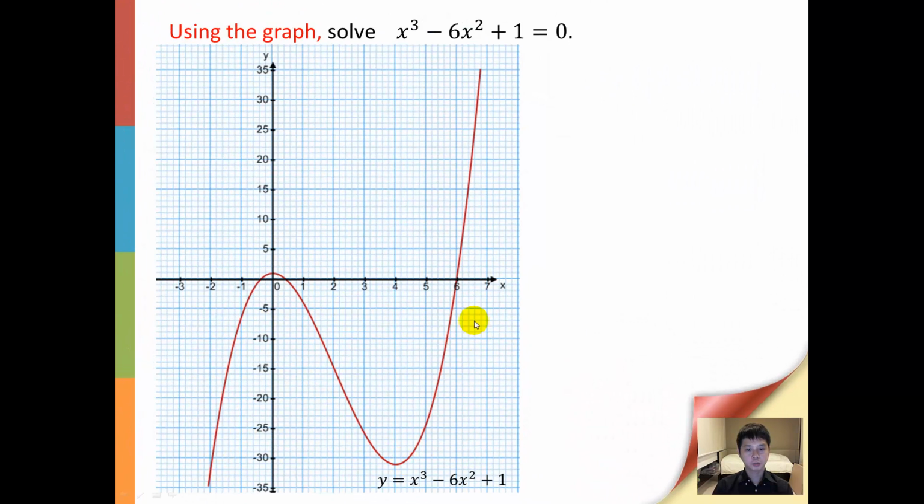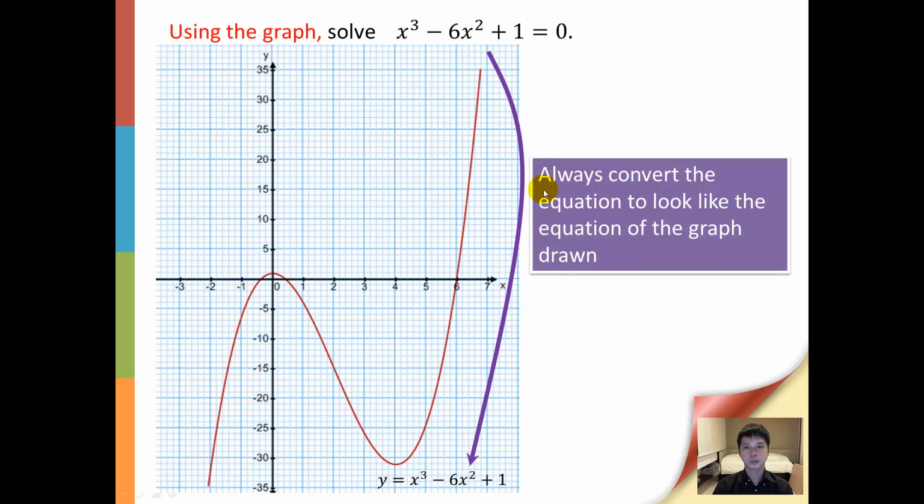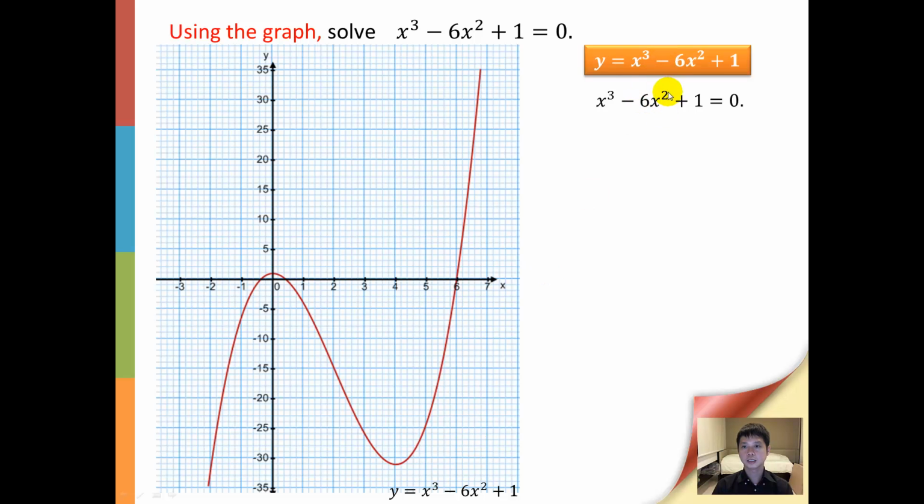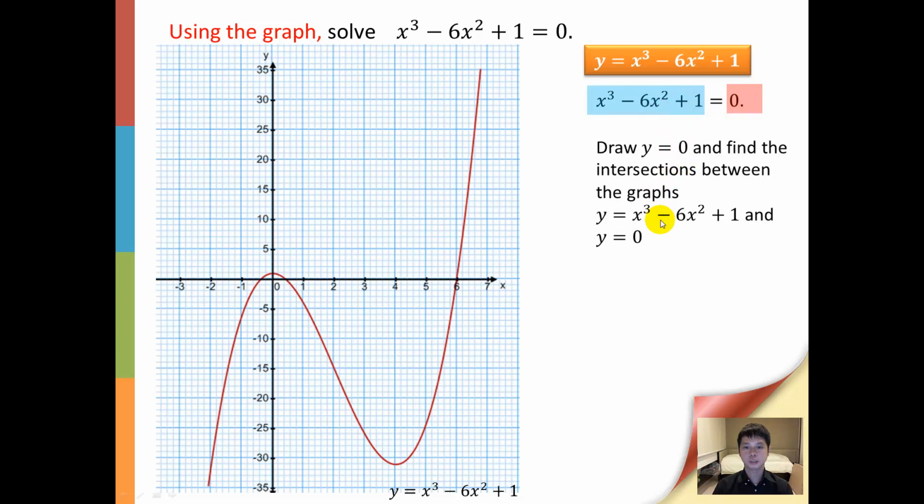Now we have plotted this cubic curve y equals to x cubed minus 6x squared plus 1, and we are now asked to solve this equation here. Similarly, always convert this equation to look like the equation of the curve. You notice that the left hand side here looks exactly the same as the graph already, and therefore in order to solve this equation, we just need to find the intersection between these two, which is y equals to 0 and y equals to x cubed minus 6x squared plus 1.